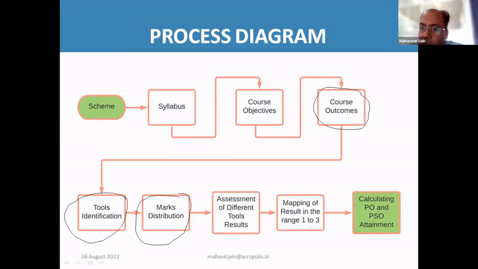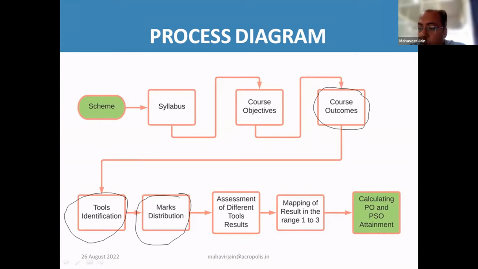Otherwise, when we go for the CO-PO mapping, we normally assign 1 to 3. So 1 means my CO is low mapped with PO, 2 means my CO is moderately mapped with PO, and 3 means my CO is highly mapped with the PO. So that is the level 1 to 3 basically. So these are some basic policies.